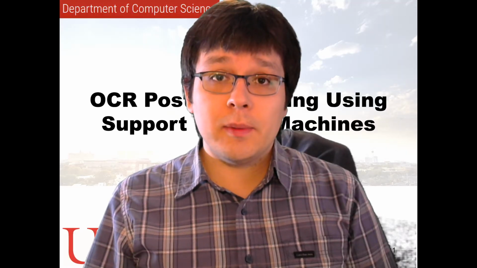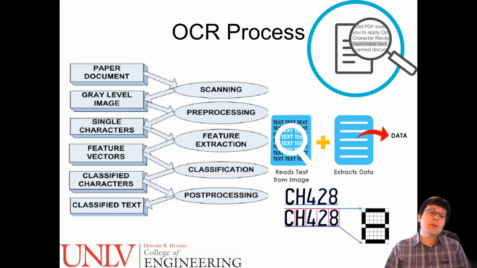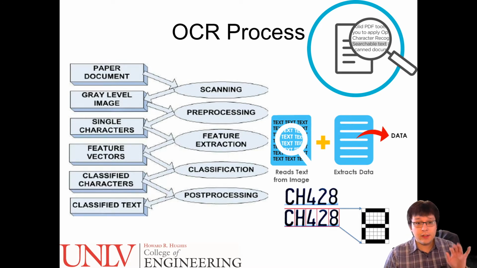And I would like to invite you to watch OCR post-processing using support vector machines. OCR stands for Optical Character Recognition, and it's the idea of taking text and scanning it, converting the black and white image of text in a 2D coordinate of little pixels. And so when you're doing that math, you go ahead and create your OCR text.